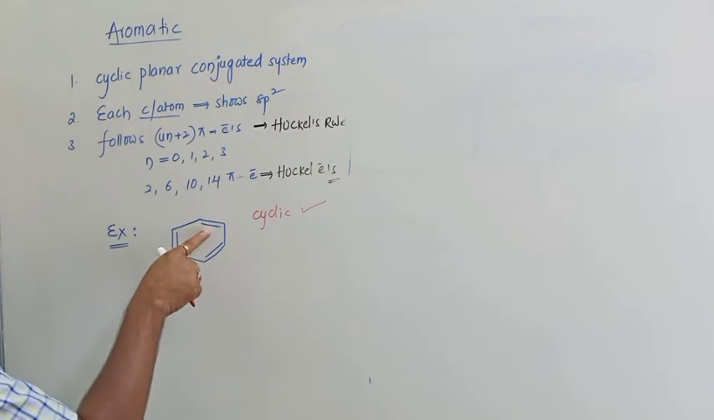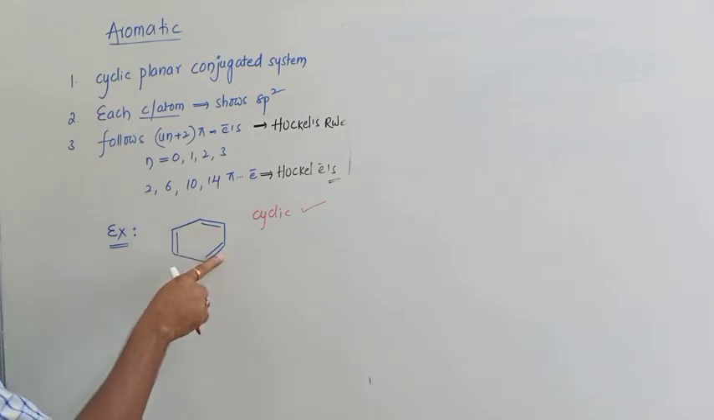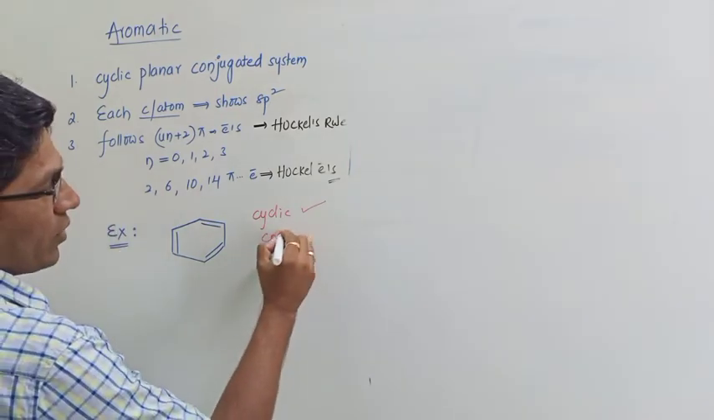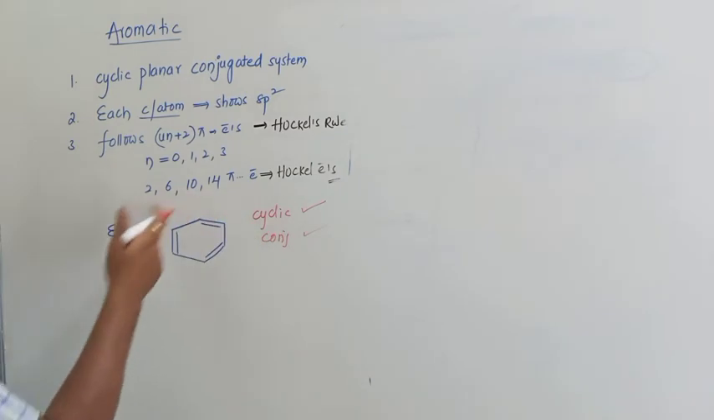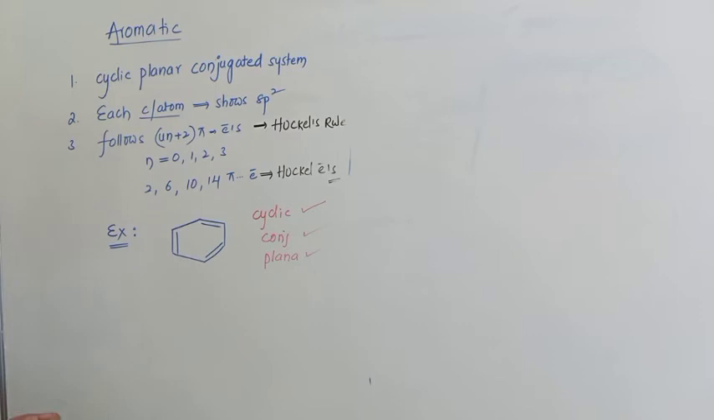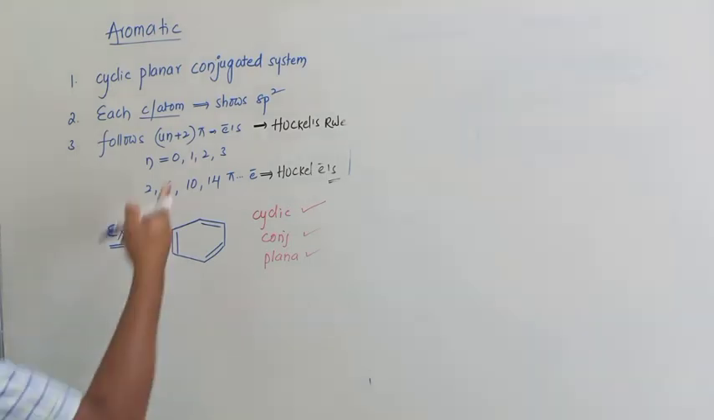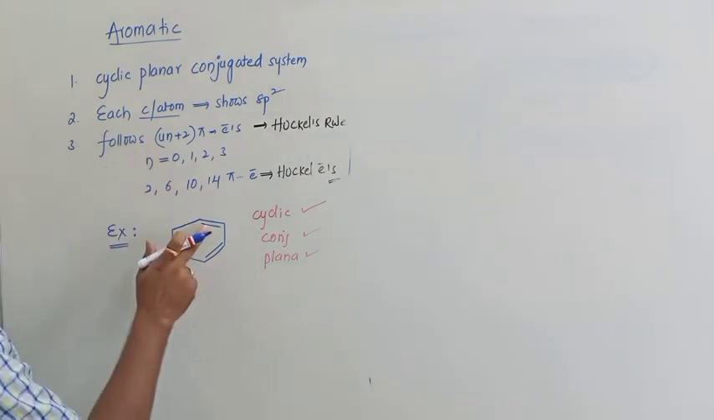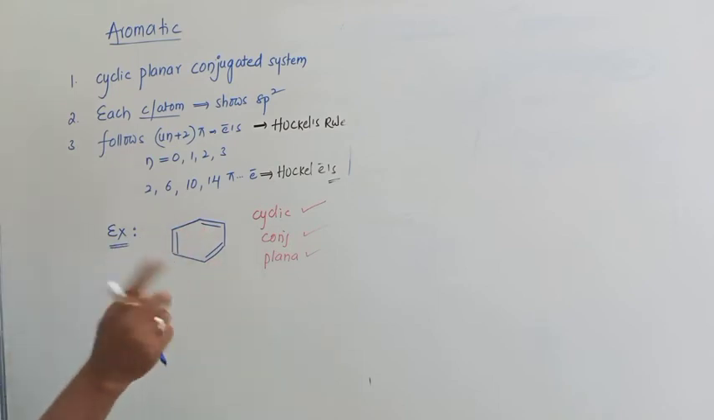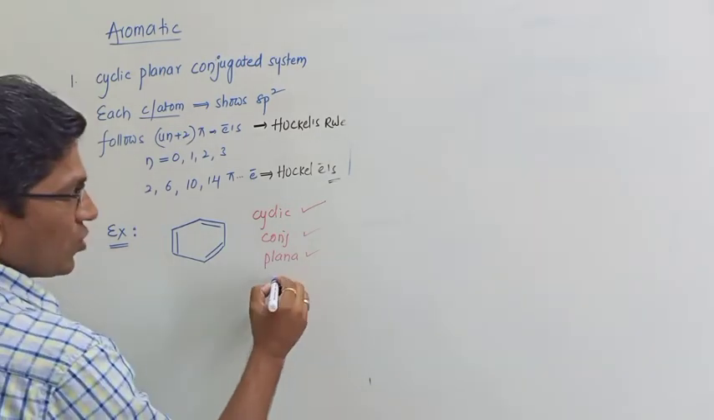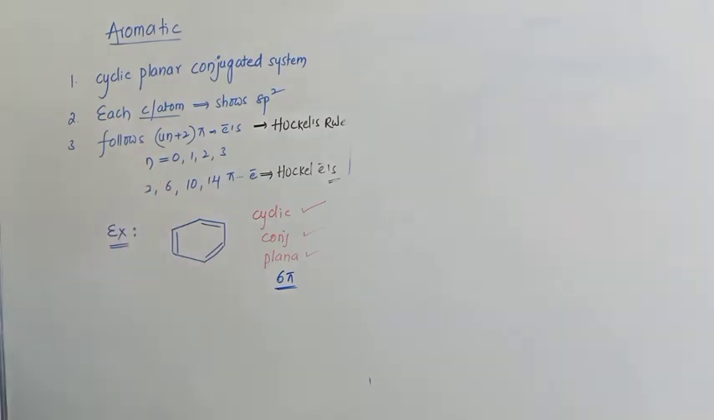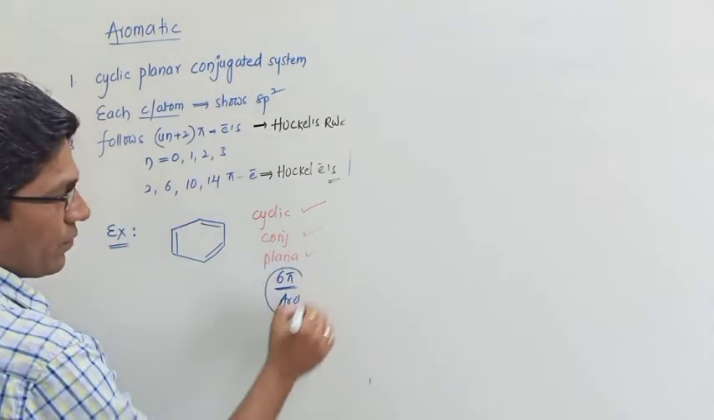In the cyclic compound, see the conjugation: pi sigma pi, again pi sigma pi, pi sigma pi. So it undergoes conjugation. Conjugation means the total molecule is a planar molecule. So the first point is satisfied. Next, go to electrons, find out the pi electrons. One pi bond is equal to 2 electrons, second pi bond 2 electrons, third pi bond 2 electrons. So the number of pi electrons is 6. 6 pi electrons follows the 4n plus 2 rule. Therefore, it is aromatic in nature.